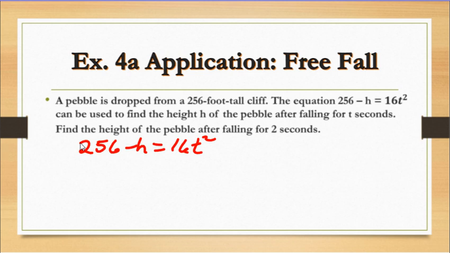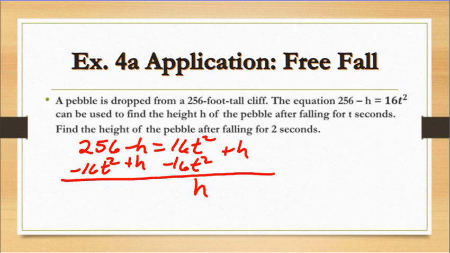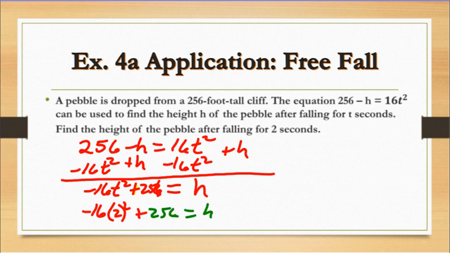Since we're trying to find the height, I want to solve for the height. So I'm going to add h to both sides and then subtract 16t squared on both sides. So now I have h equaling negative 16t squared plus 256. Now I can substitute 2 in for t because that's the number of seconds. So negative 16 times 2 squared. And then add 256. That will give us the height.